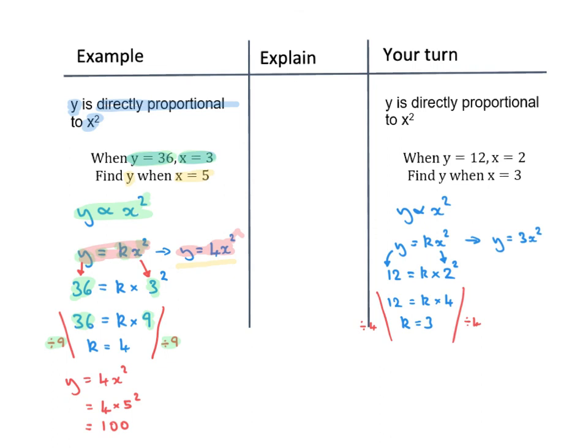And we can use this formula repeatedly. As it is, we want to find the value of y when x is 3. So we write out our formula again, y equals 3x squared. We know that x is 3 in this case, so we substitute in x being equal to 3. And let's work that through. 3 squared is 9, multiplied by 3 is 27, and that's our answer. When x is 3, y is 27.